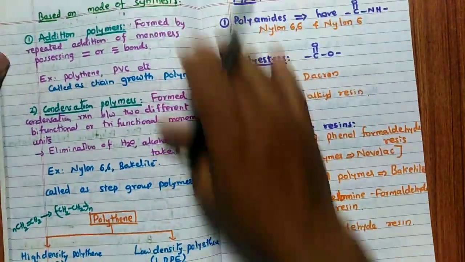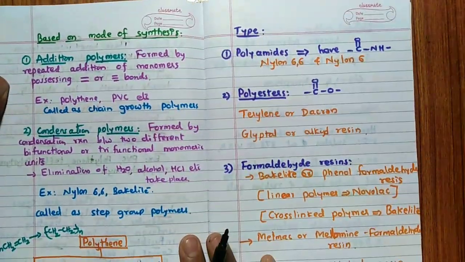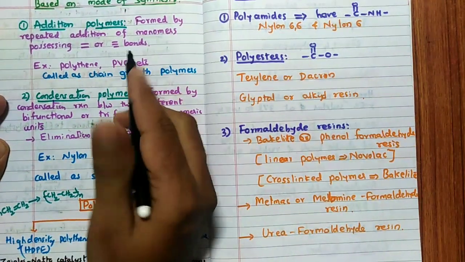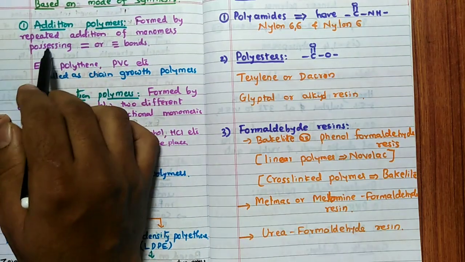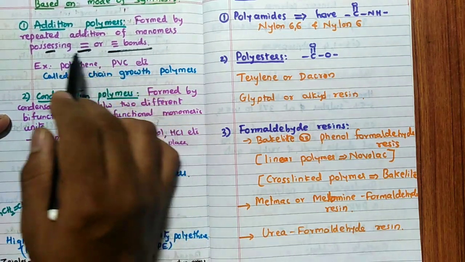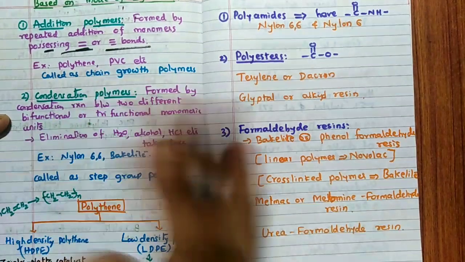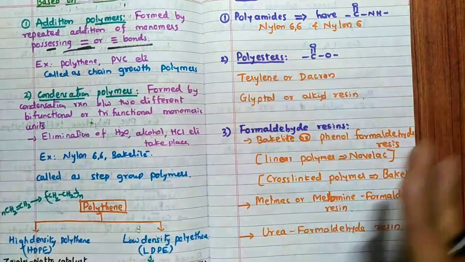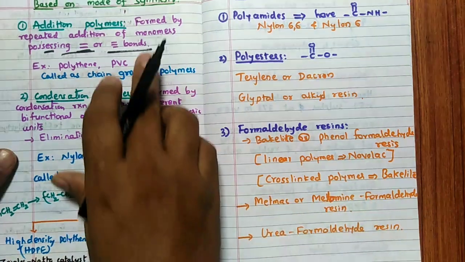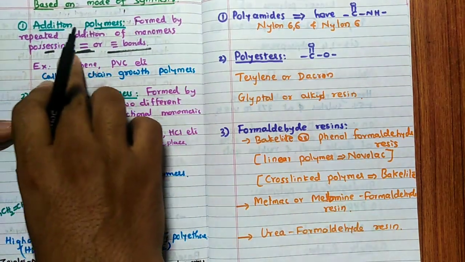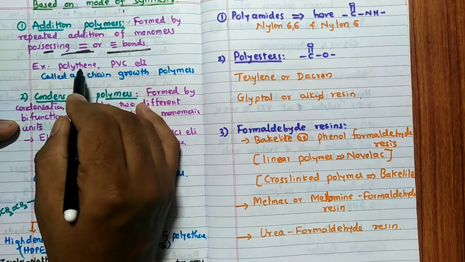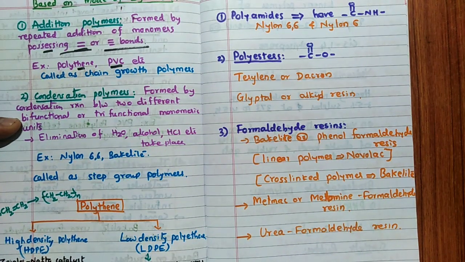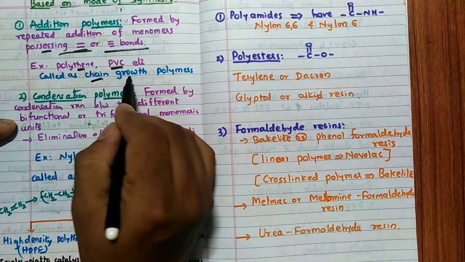Then, based on the mode of synthesis. Addition polymers are formed by repeated addition of monomers possessing double or triple bonds, remember. Here, simple addition of the monomers. There is no other molecule that comes out of the reaction. So remember, it is simple addition of monomers possessing double or triple bonds. For example, polythene, PVC, these are the examples. So this is chain growth polymer. It comes under chain growth polymer.